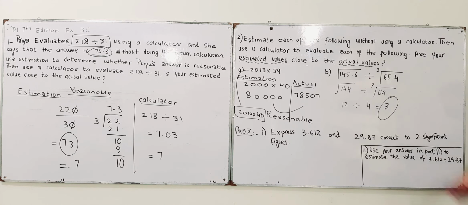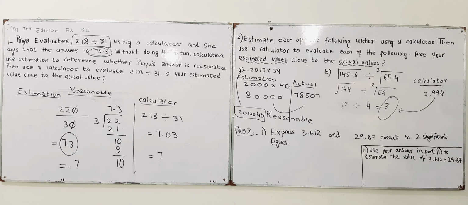Actual calculation: take the square root of 145.6 divided by the cube root of 65.4. Using a calculator, the division of this will give you 2.994, and that can be written as 3, so it is reasonable, quite reasonable.